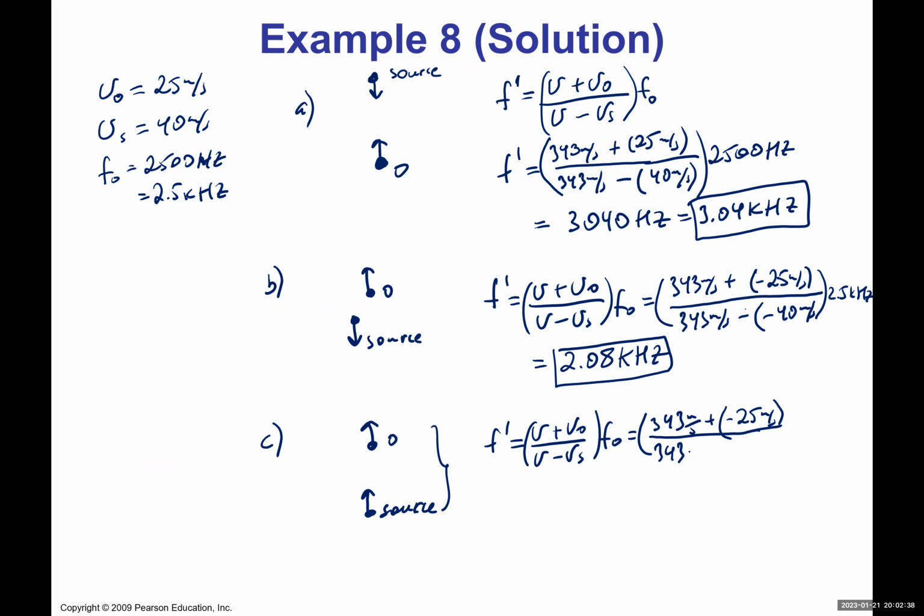Then here, 343 meters per second, minus. Then I look at the source. Well, the source is moving toward the observer, so its velocity is positive, 40 meters per second. This whole thing times 2.5 kilohertz. The answer then will be 2.62 kilohertz. Okay, again, this is while both of them are moving northbound, but the police is behind the driver, and moving toward the driver.